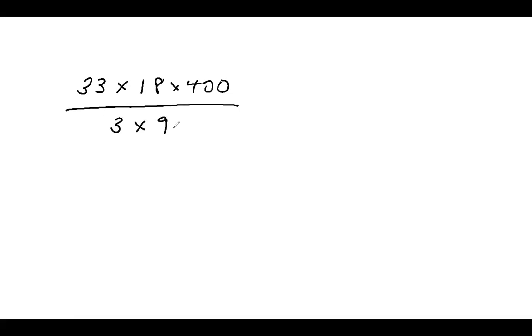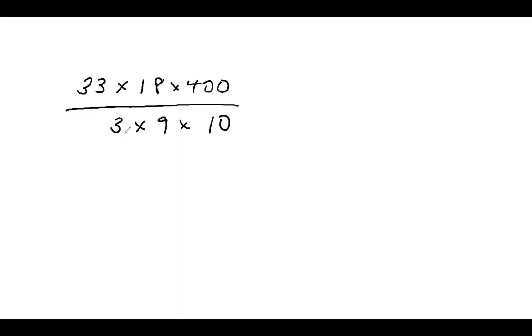Okay, so we're going to look at some examples. First of all, this problem: 33 times 18 times 400 divided by 3 times 9 times 10. What you do not want to do is multiply 33 times 18 times 400, get a number, multiply 3 times 9 times 10, get a number, and then do long division. That takes way too much time. What we want to do is look for any place that we can simplify.